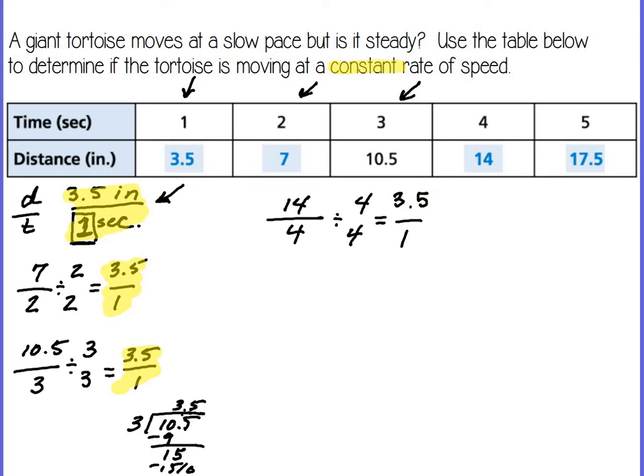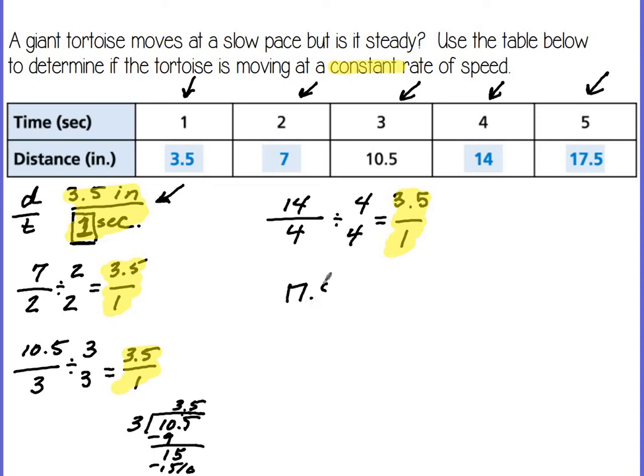So far I'm doing really well. Well, the tortoise is doing really well at staying at a constant rate of speed. All right, so I've gotten this one. Now I am moving on to my last one, which is 17.5 to 5.